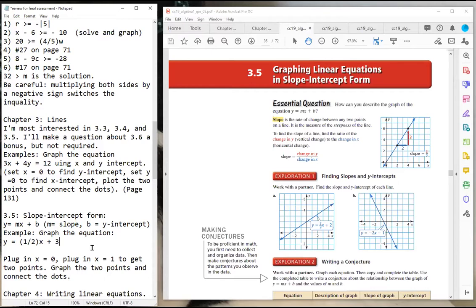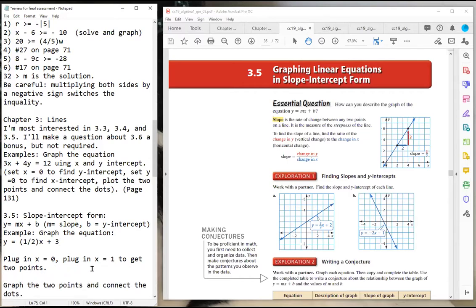And I think the best way to do that, remember, you only need 2 points. 2 points make up a line. So you can pick x equals 0 to automatically get the y-intercept. So (0, 3) is a point on that line. And then you just plug in x equals 1 to get the other point and connect the dots.